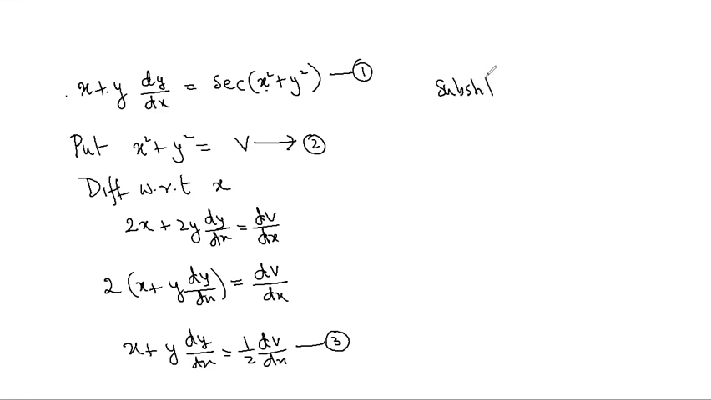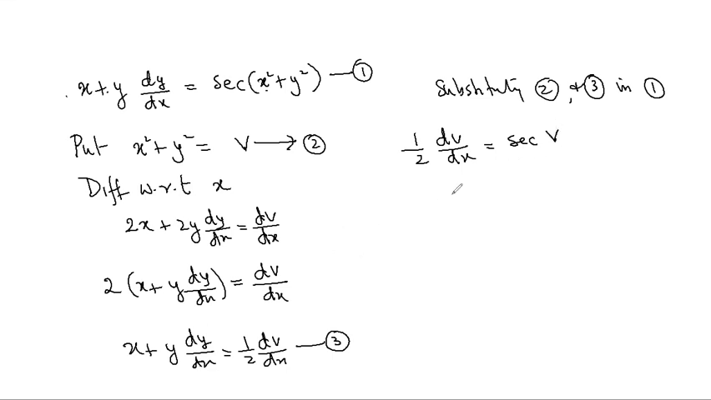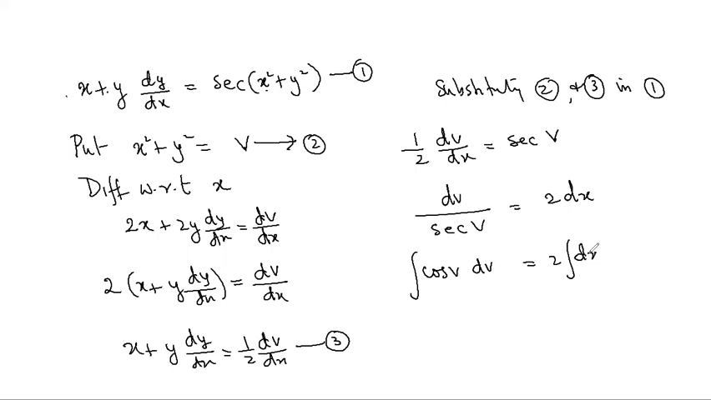Substituting 2 and 3 in 1. So half dv by dx is sec v. So dv upon sec v is 2 dx. So integral cos v dv is 2 integral dx. So you got the integration done very easily. Sin v is 2x plus c. I should have given you this problem for yourself to do. Sine of (x square plus y square) is 2x plus c, which is the general solution.